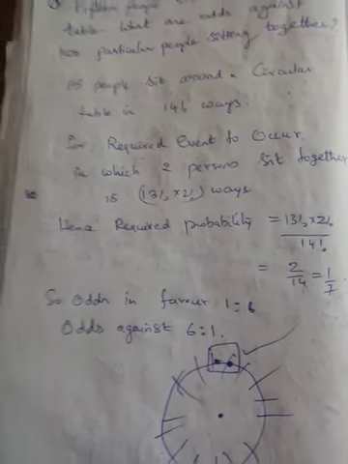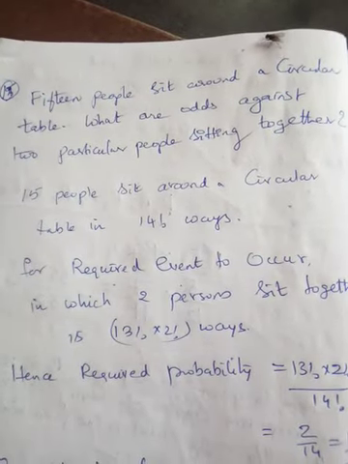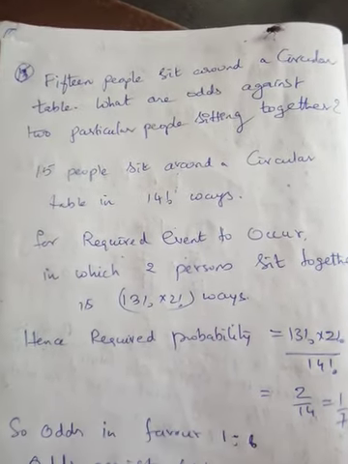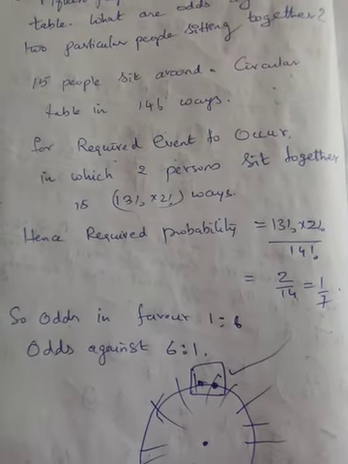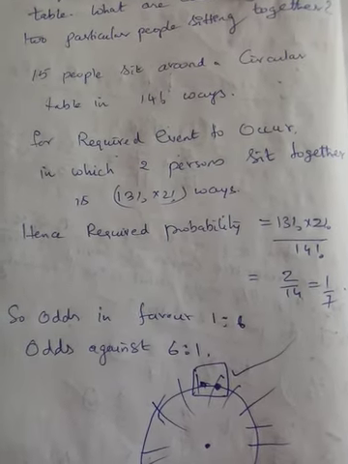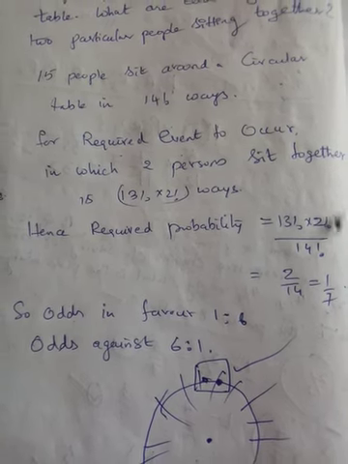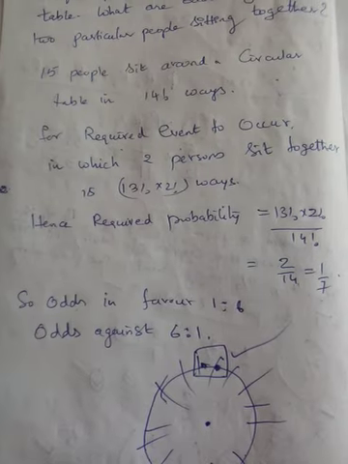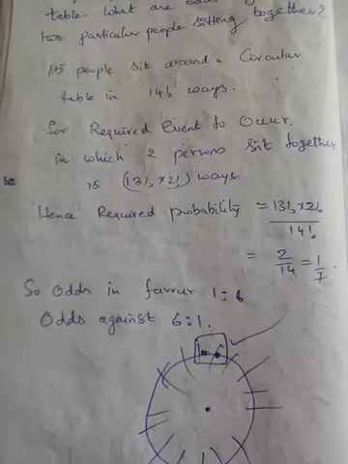Okay, now coming to the odds against 2 particular people sitting together. The odds in favor are 1 minus 1 by 7, which is 6 by 7, that is 1:6. Odds in favor are 1:6, so the odds against will definitely be 6:1.